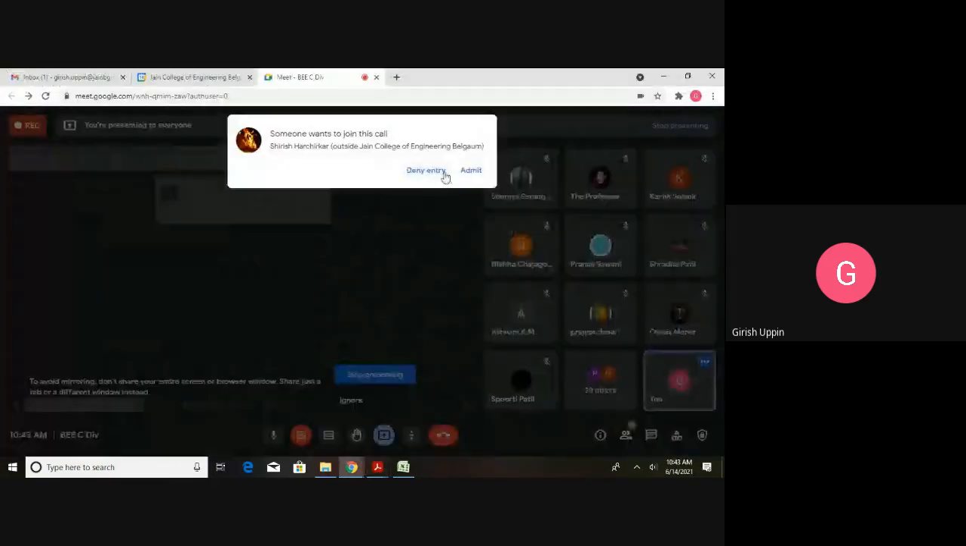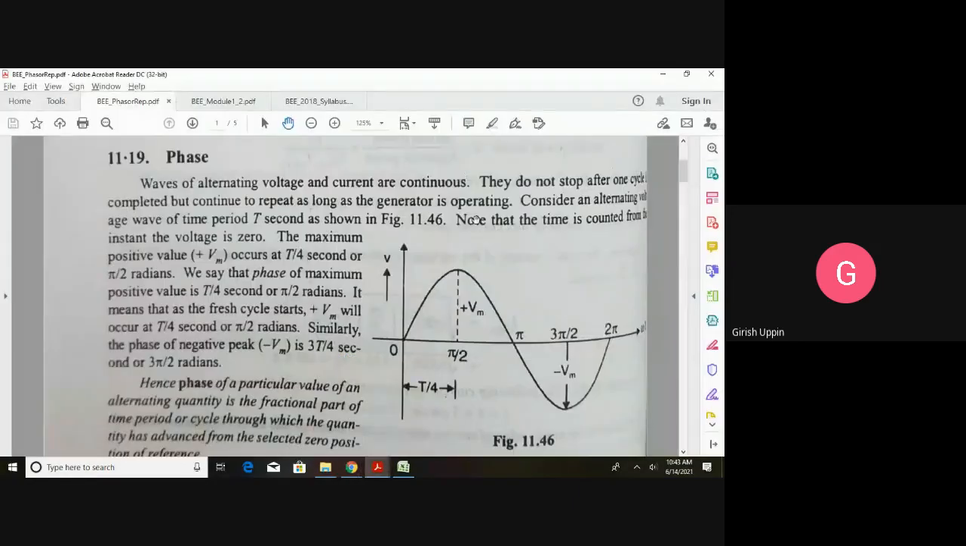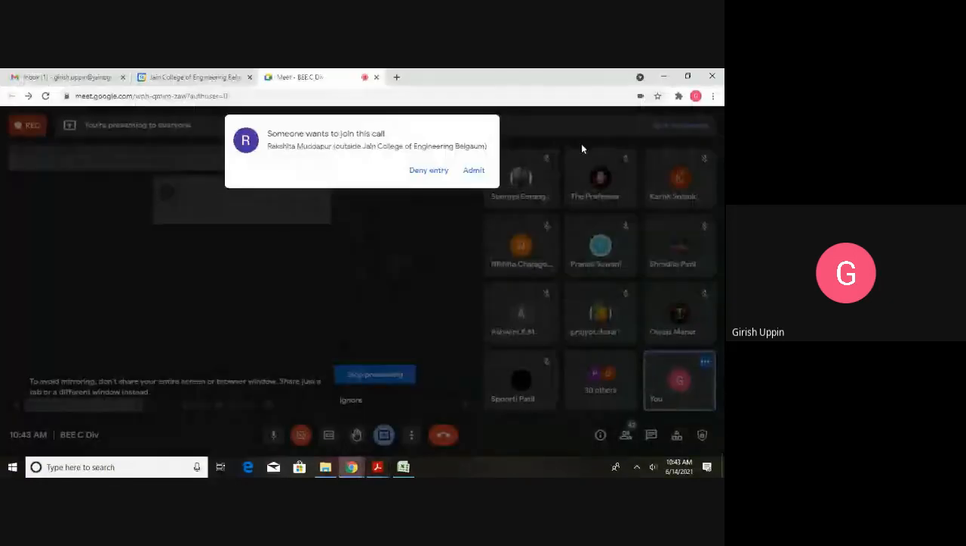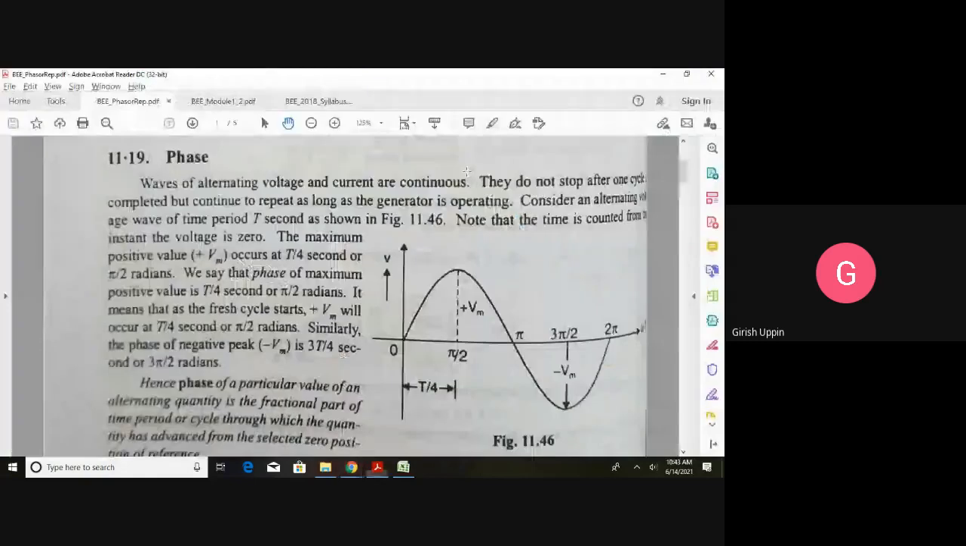If you know either the time period or the frequency, you already know the relation between them. That is, capital T is equal to 1 by f. If you know the frequency, you can find the time period, and if you know the time period, you can find the frequency. So if the peak value and the time period or frequency are given, we can draw the waveform. Also, if we know the peak value, we can represent it mathematically as i is equal to I peak sine omega t, where omega is the angular velocity. Those are the two ways.